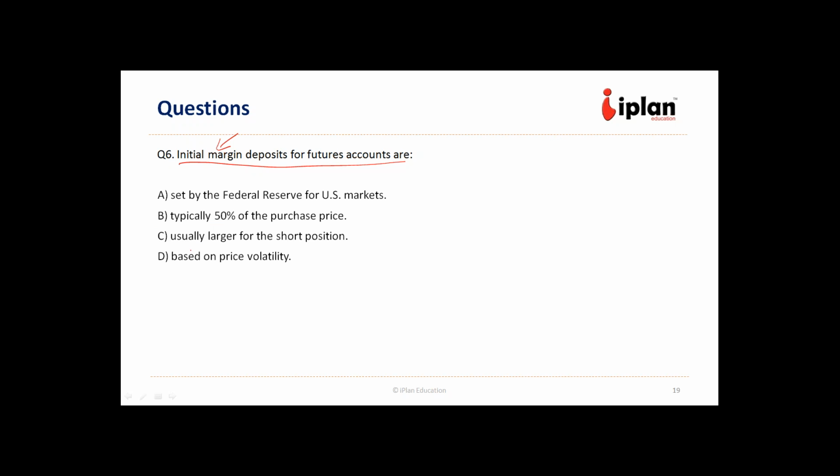So based on the price volatility, the stock exchange decides, not the Fed Reserve. The Fed Reserve is basically controlling the monetary policies. They don't decide the futures margin, and there is no hard and fast rule that 50% will be fixed, and it is usually larger for the short position. It's not like both are equal for the buyers and sellers in the futures market. So based on the price volatility, the exchange decides the daily and initial margin of the contract.